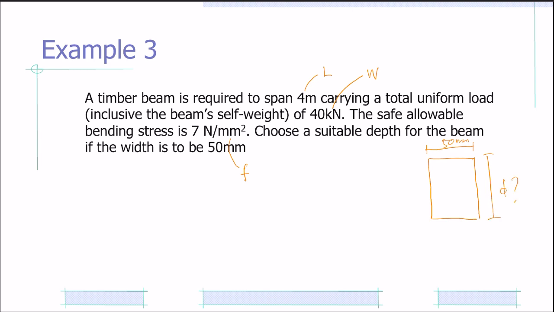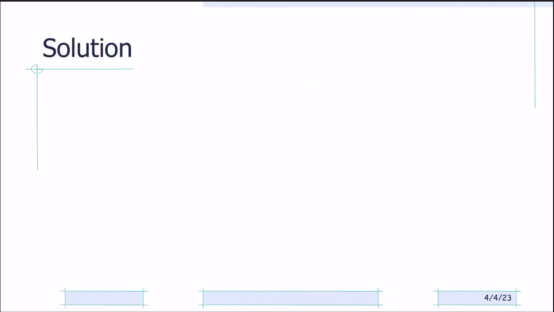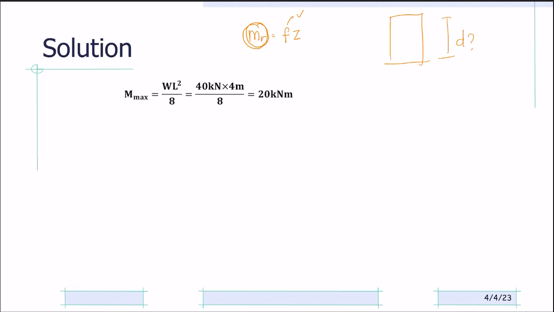What we need to do first, we need to calculate the maximum bending moment, because we know that we have the formula of MR equal to Fz. So kita kena dapatkan ni. F kita dah ada. Okay. Z that we need to find, because daripada Z we can get the value of D. B is 50 mm. How do I get this formula? M max equal to WL square over 8.